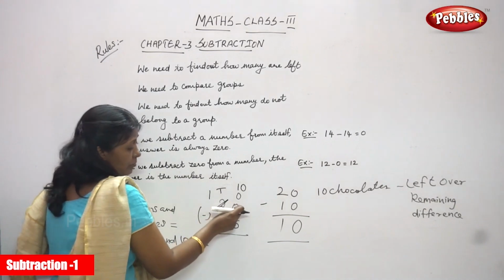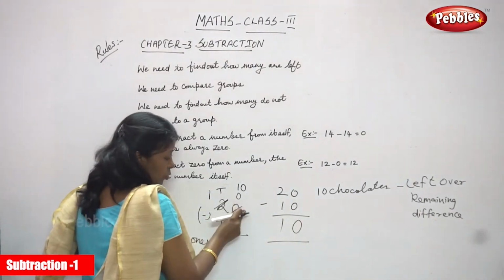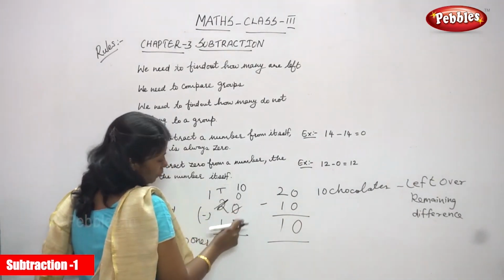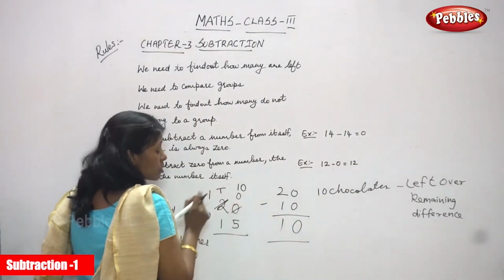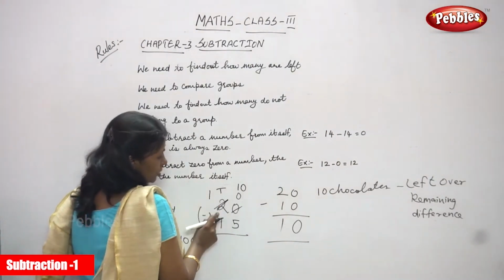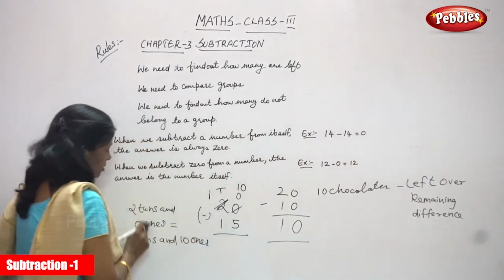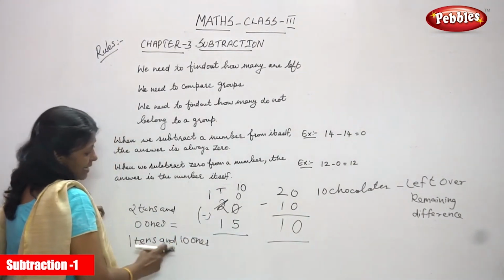I'm going to subtract 5 from 0, sorry, not borrowing. From 0 to 5, it's not practically possible to subtract. So what am I going to do? I have to borrow from 2 tens. So that is what I've written, 2 tens and 0 ones. This will become 1 ten and 10 ones.